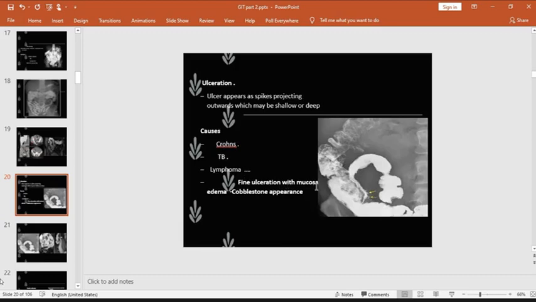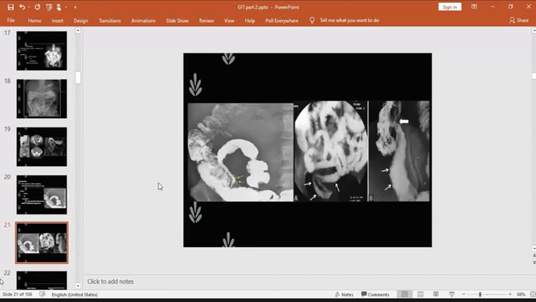Fine ulceration with mucosal edema is called cobblestone appearance, and we will talk about it later on in Crohn's disease. Look at this segment. There is a spike related to the ulcer. There is a spike here also related to the ulceration, and the spikes here are related to the ulceration.